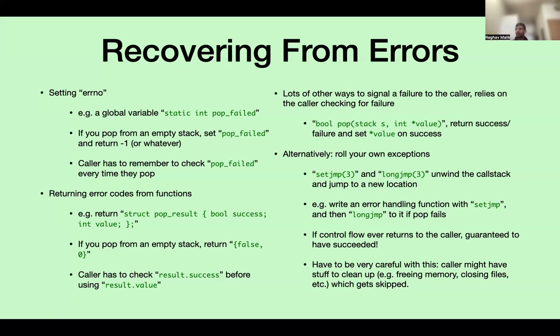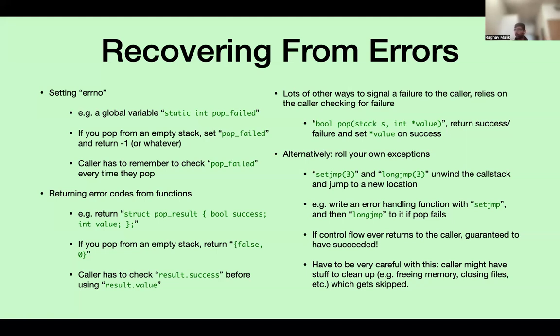What I mean by unwinding the call stack is it's not like calling a function where it'll go back and return control flow to the caller. It'll just jump to that new location. So you can, for example, write an error handling function using setjmp, and then in your pop code, if pop fails, you call longjmp, and then it'll jump to that error handling function. This is kind of like gotos as well, right?